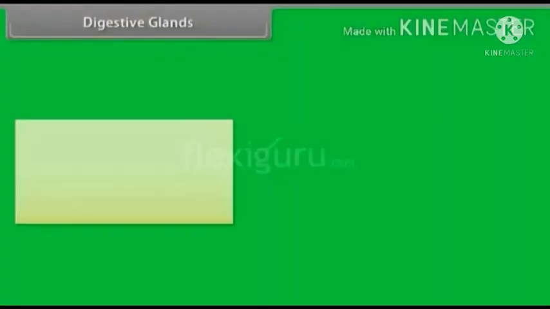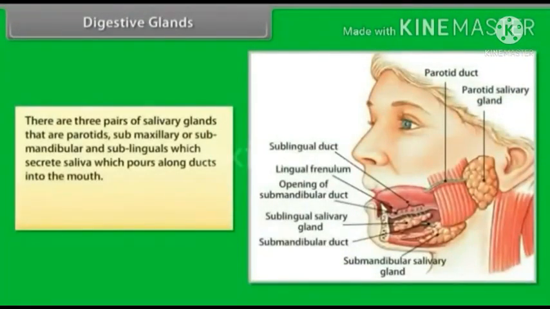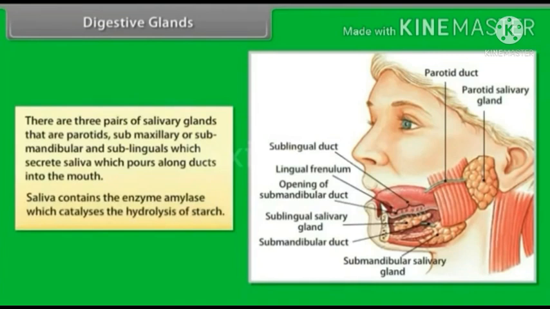Digestive glands. There are 3 digestive glands associated with the alimentary canal, which are salivary glands, liver, and pancreas. There are 3 pairs of salivary glands: parotids, submaxillary or submandibular, and sublinguals, which secrete saliva, which pours along ducts into the mouth. Saliva contains the enzyme amylase, which catalyzes the hydrolysis of starch.